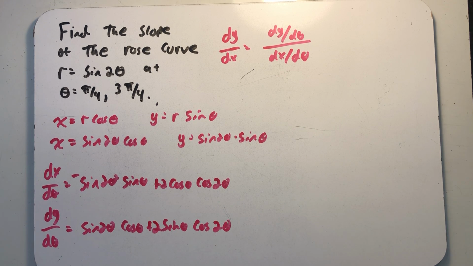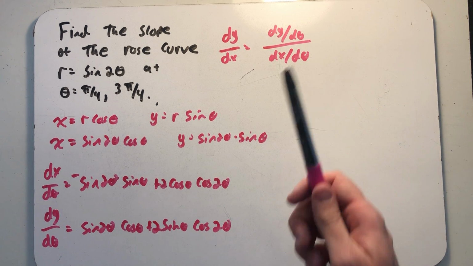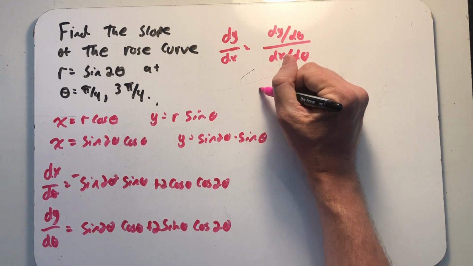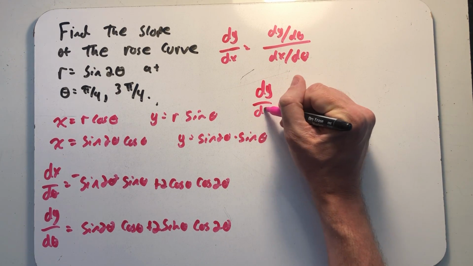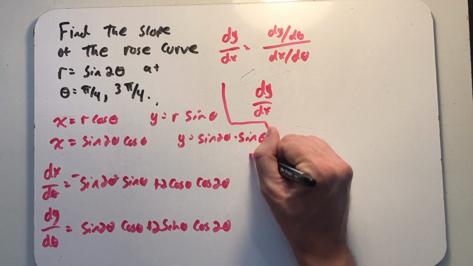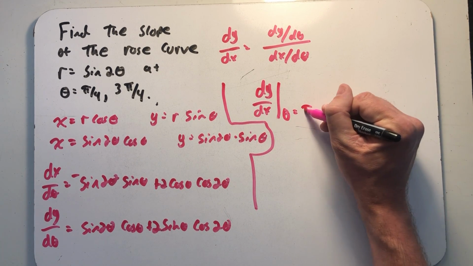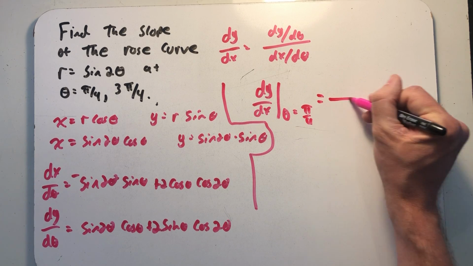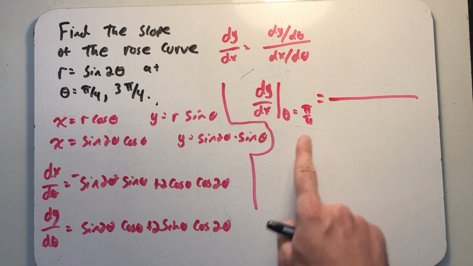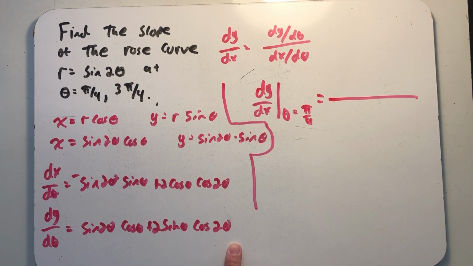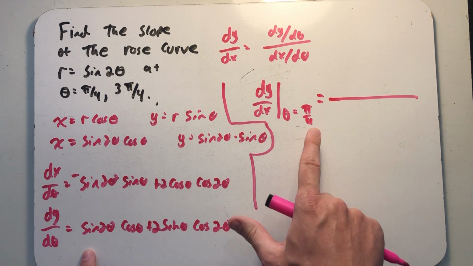All right. So my slope is dy d theta over dx d theta. Well, I'm just going to evaluate this as I go, because I'm asked for it at two specific values. So I have dy dx, I'm going to imagine that theta is equal to pi over 4. And so first on top I need to imagine plugging pi fourths into dy d theta, and so I'll just go through all the trig functions plugging in pi fourths.